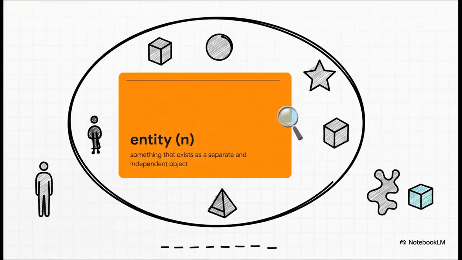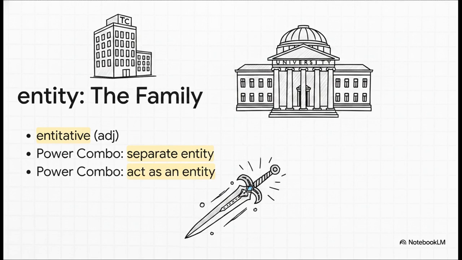All right, next up we have the noun entity. Now, an entity isn't just a thing, it's way more specific. It's something that exists on its own, as a separate, independent unit. It has its own unique identity. And you can see some great power combos for this one. For example, a big company like Google, that's a legal entity. Your university, it acts as a separate entity. You could even think about a fantasy novel where a magical sword might be its own entity, with its own will. The key idea here, the word you've got to remember, is independence.